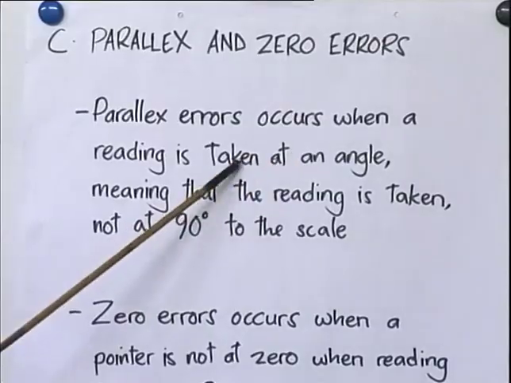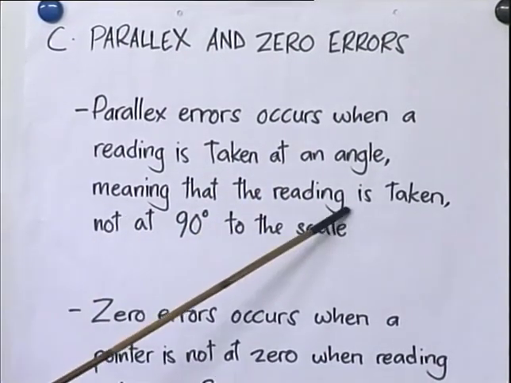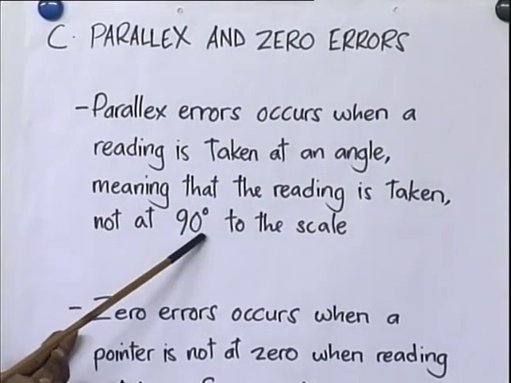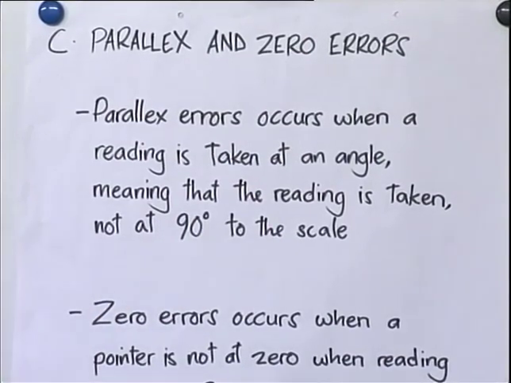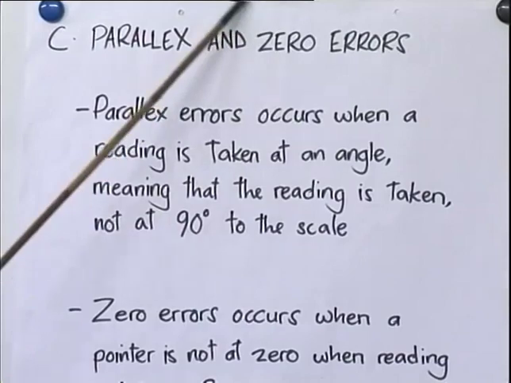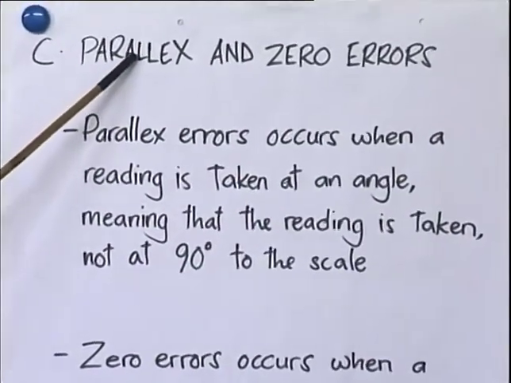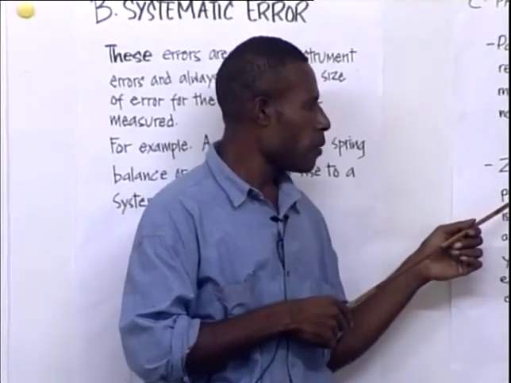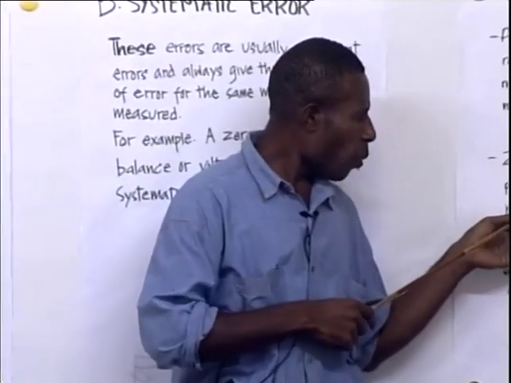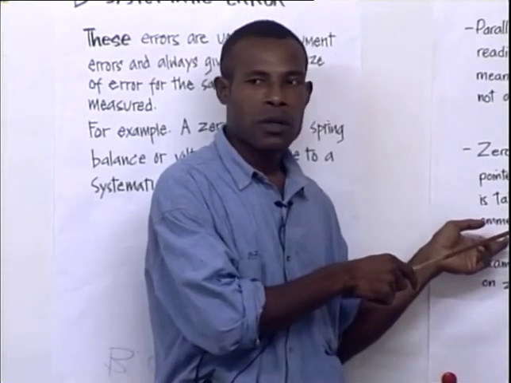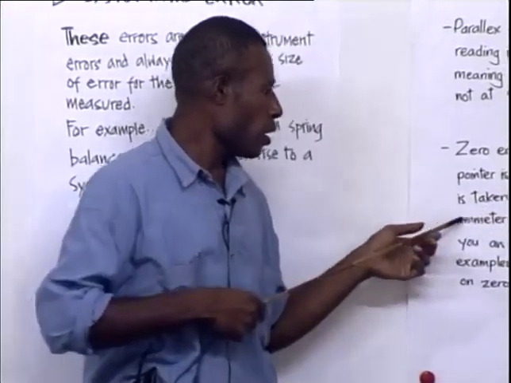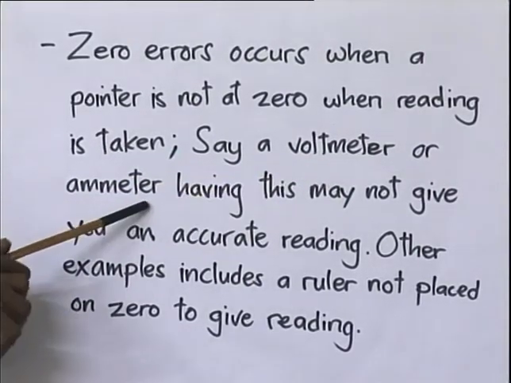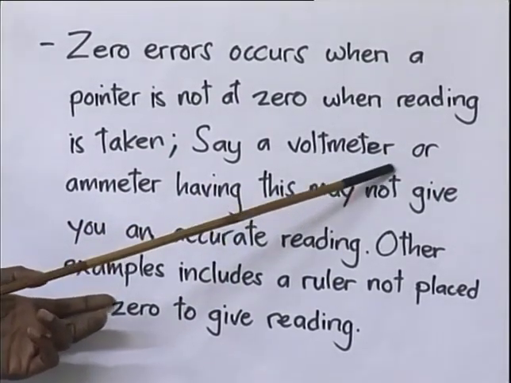you'll find that parallax errors occur when a reading is taken at an angle, meaning that when the reading is taken, it is not at 90 degrees to the scale. You are not reading it in line with the scale. That is why we may arrive at this kind of error, which is known as the parallax error. Now, looking at the zero error, this may happen when a pointer reading is taken and it is not at 0, say a voltmeter or ammeter reading, which may not give you an accurate reading.